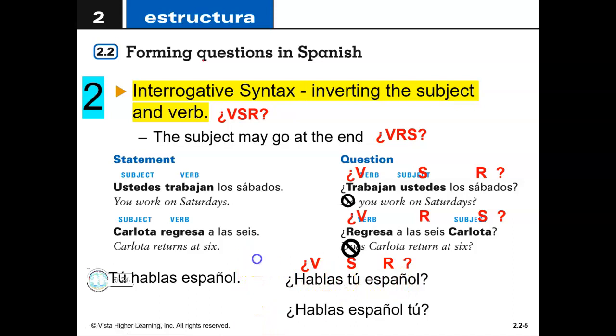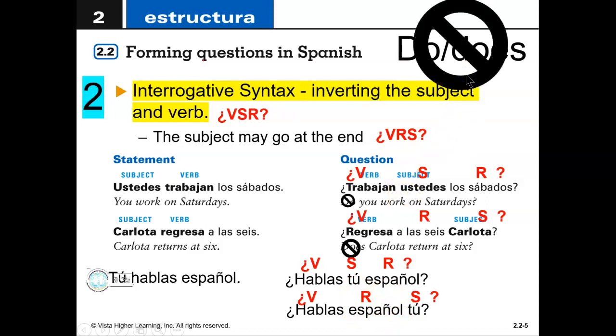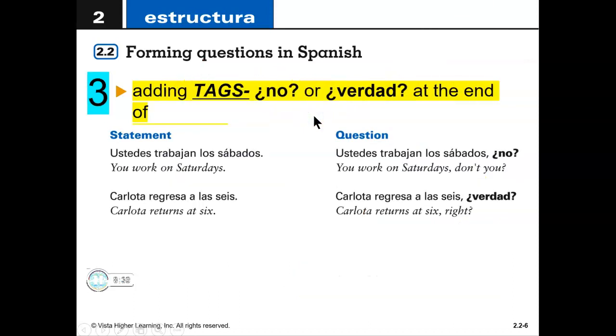¿Hablas español? Tú could also work. You could separate the you and the verb with the remainder in the middle. So remember, do and does are not needed in inversion when we have interrogative syntax. The third way is adding a tag.